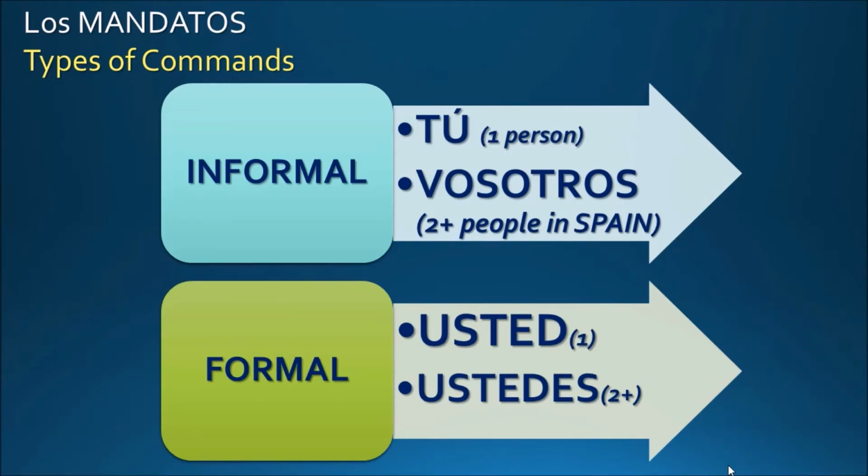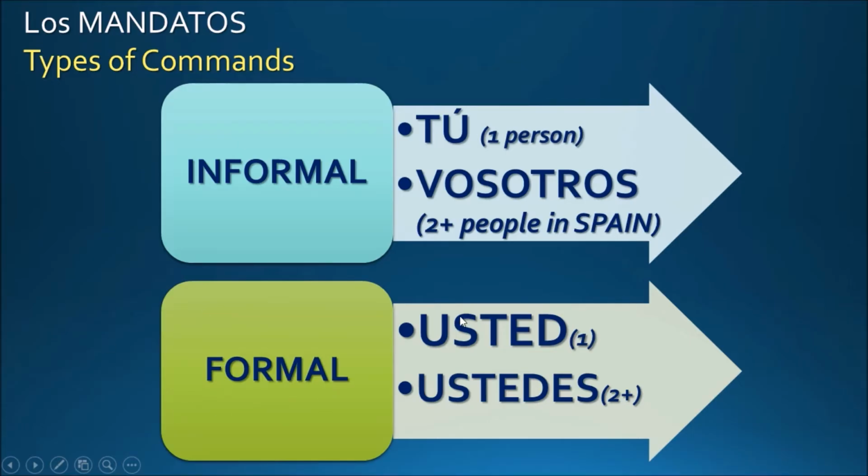So a real quick review, a command or mandato is a type of verb that is telling someone to do something, basically. So we have 4 different types in 2 classes. We have our informal commands, which are tú for telling one person in the informal register what to do, and vosotros would be for telling 2 or more people a command, but vosotros is mainly just used in Spain. So today we're going to be focusing on our formal commands.